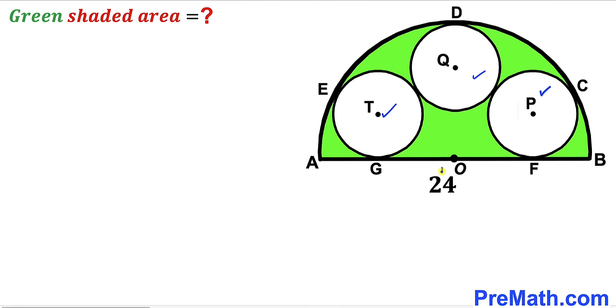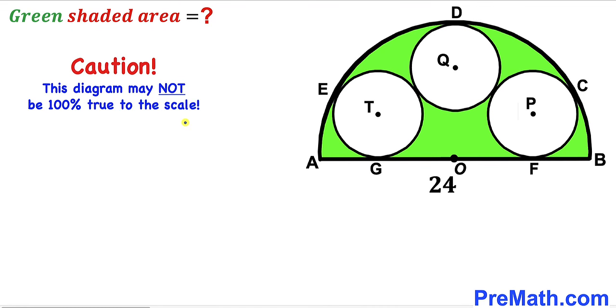In this video, we have got these three identical small circles fully inscribed in a semicircle with center O, as you can see in this given diagram, such that P, Q, and T are the centers of these identical circles, and they are tangent to each other. Moreover, the diameter of this semicircle AB is 24 units. Our task is to calculate the area of this green shaded region combined.